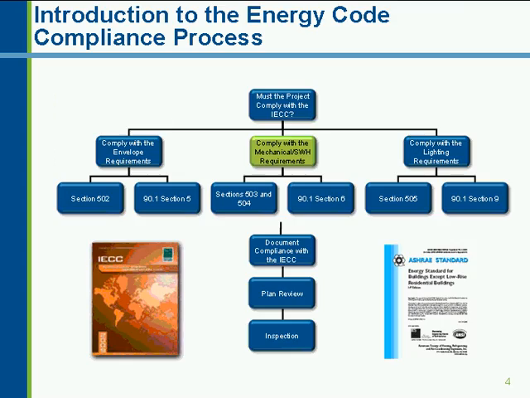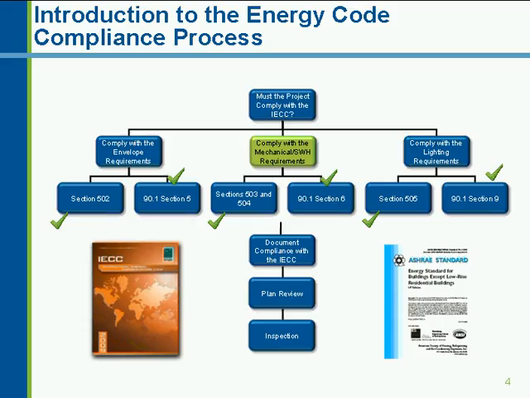The process for complying with the IECC: you need to comply with envelope requirements, mechanical and service hot water heating requirements, and lighting requirements. You have 2 choices. You can either comply with the IECC in its entirety, or as an alternative, you can comply with ASHRAE Standard 90.1 in its entirety. If you comply with the IECC, that's sections 502 for building envelope, 503 and 504 for service hot water heating and mechanical requirements, and 505 for lighting requirements. If you comply with ASHRAE Standard 90.1, it's sections 5, 6, and 9.